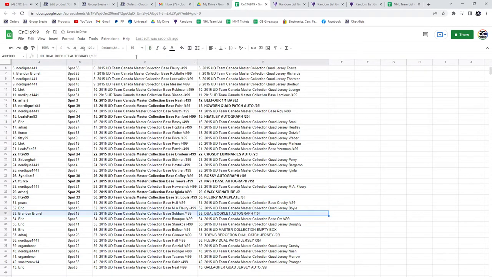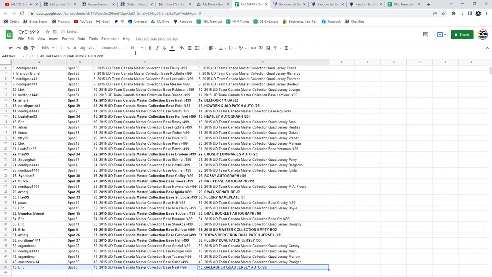Dual autograph booklet out of 10, Brandon, congrats. The empty box goes to Eric, congrats. The Taves Bergeron dual patch goes to A. Harj. Flurry dual jersey patch, Nordique. And the Gallagher goes to Eric.